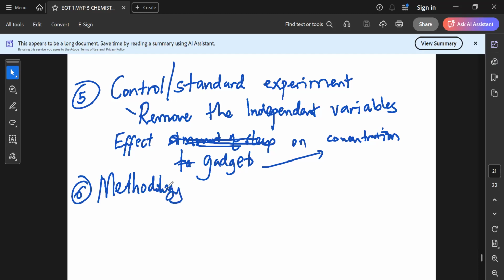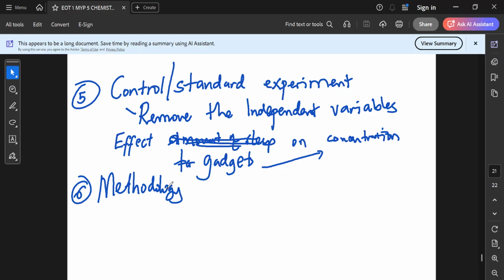Methodology simply means the steps you will follow. Of course, these steps are normally in the question. You can look at the question and tell the steps, or you look at how the equipment is arranged, and then you can tell what they were doing step by step. Mention only the key steps, not everything, but importantly, the key steps.